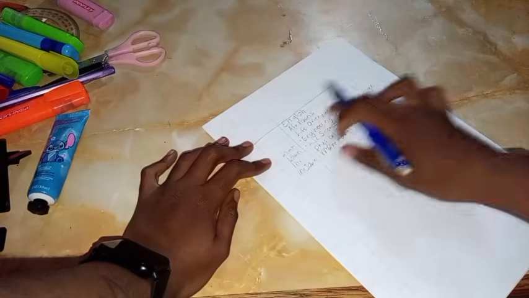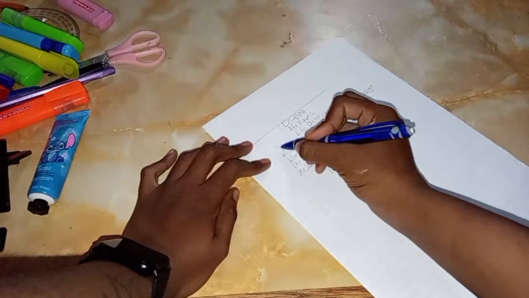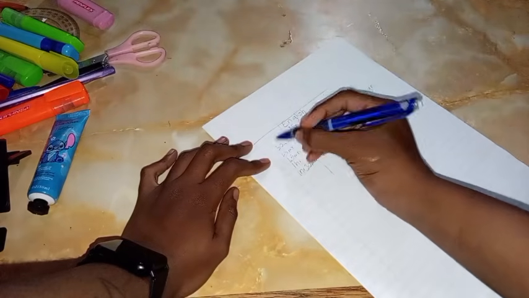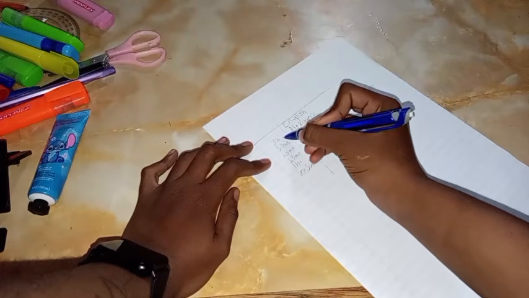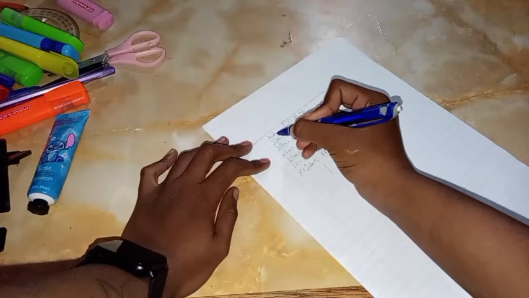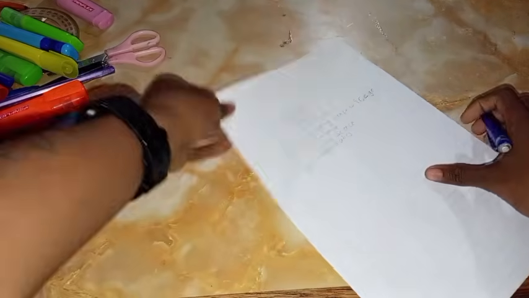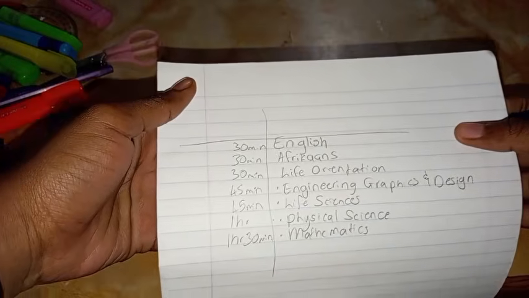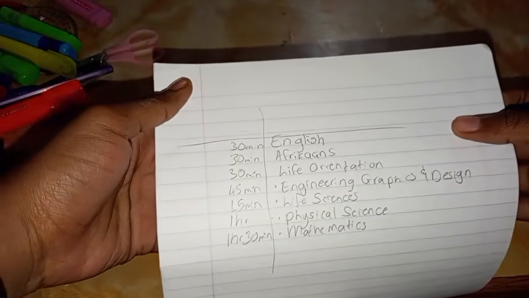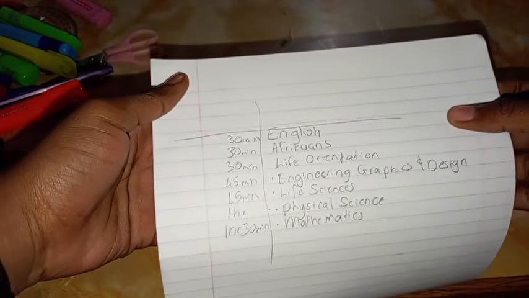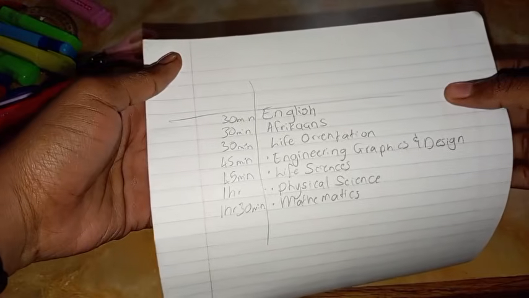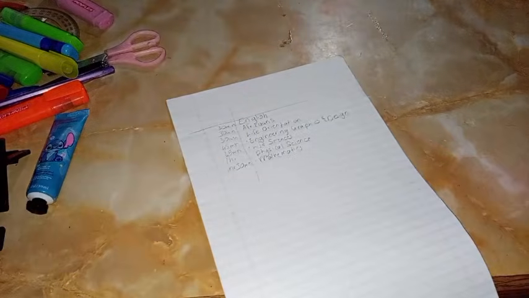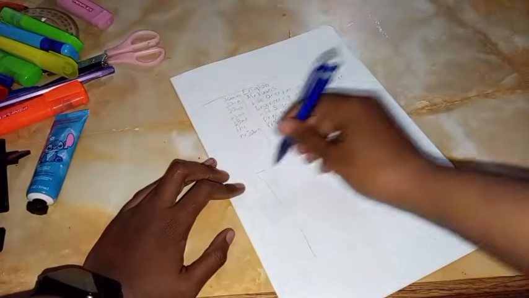And then for life orientation, that's pretty much 30 minutes. Afrikaans is about the same, and English is about the same, right? I have 30 minutes for English, 30 minutes for Afrikaans, 30 minutes for life orientation, 45 minutes for EGD, 45 minutes for life science, 1 hour for physics, and 1 hour 30 minutes for math, because math is just all that, guys.